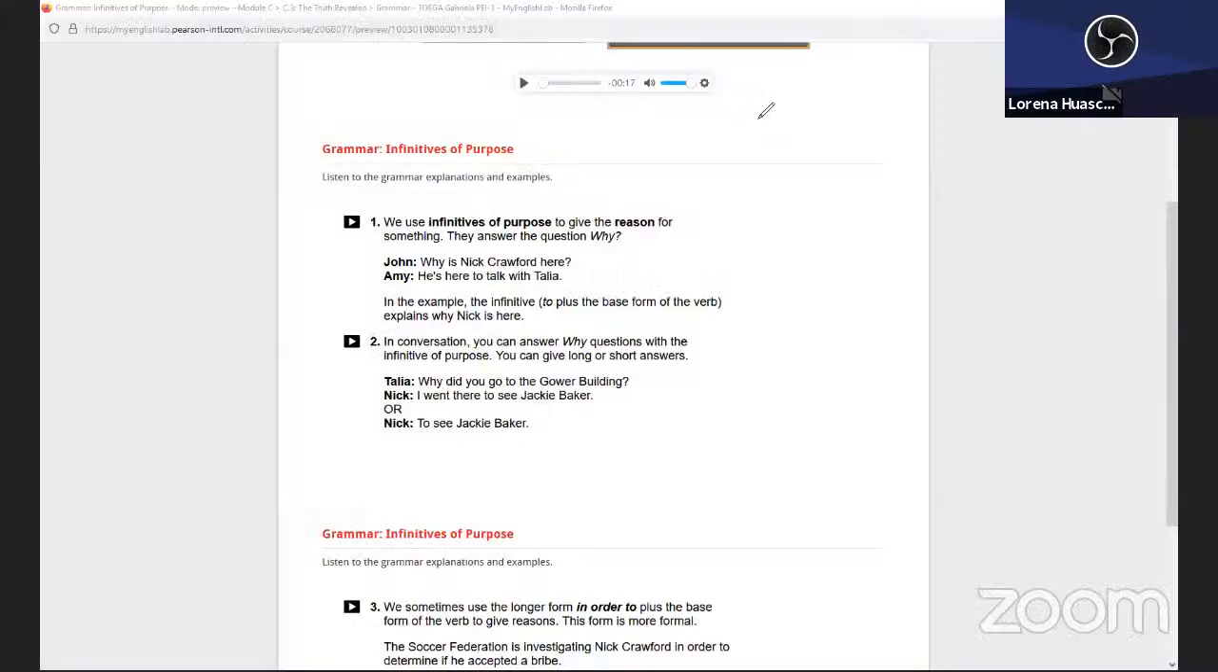So we have, for example, this. When we talk about infinitives, and of course, we're talking about purpose, right? We have two kinds. We have, for example, the first one that is to, and the other one that is in order to. Okay, so we're gonna see the differences between these two ones.